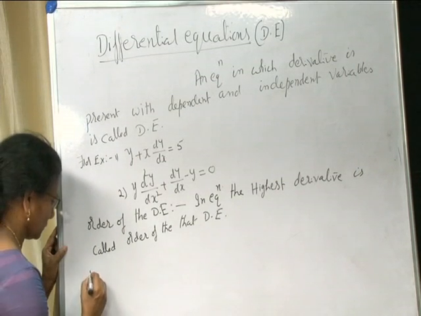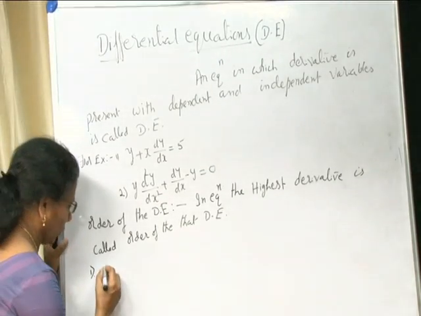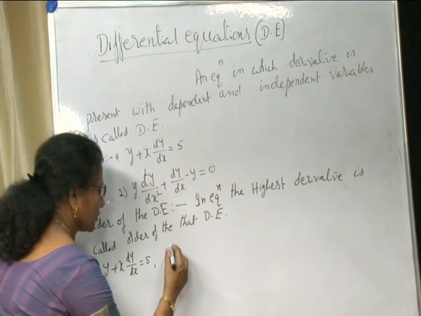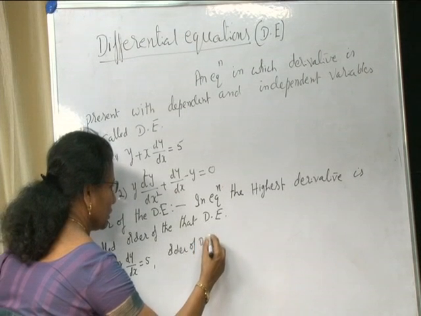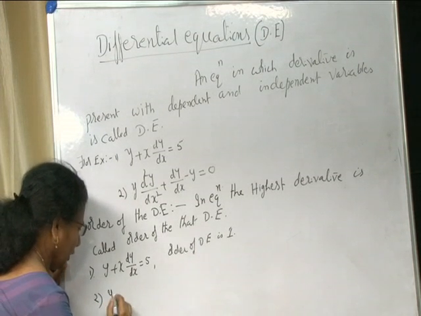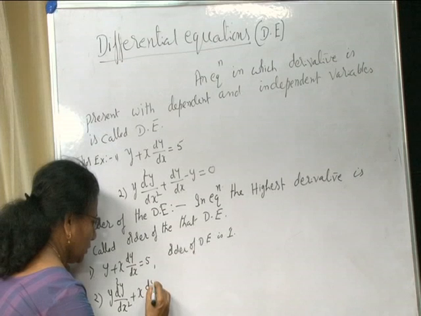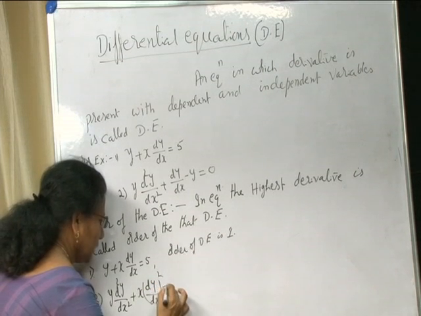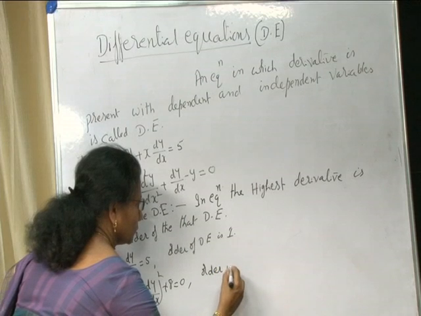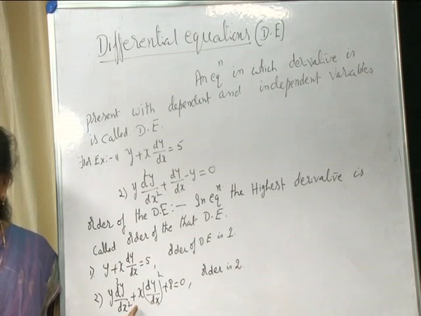Take the first example. What is the order of the first example? y plus x dy by dx is equal to 5. First derivative. Order of the differential equation is 1. Second example, y into d squared y by dx squared plus x into dy by dx whole squared plus 8 is equal to 0. For this equation, order is 2.